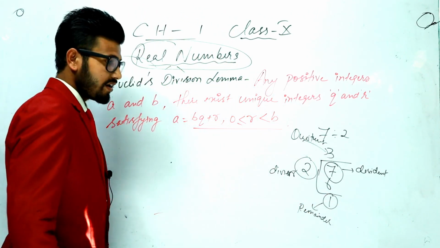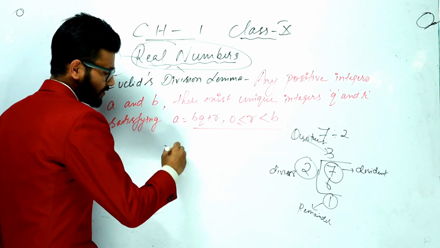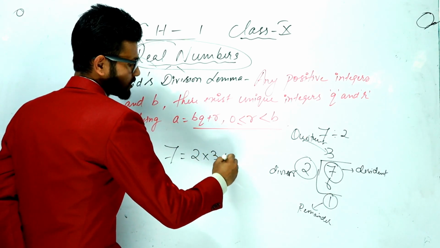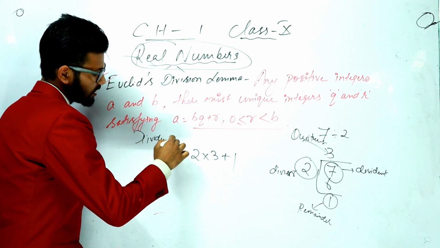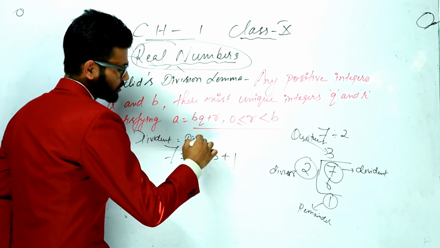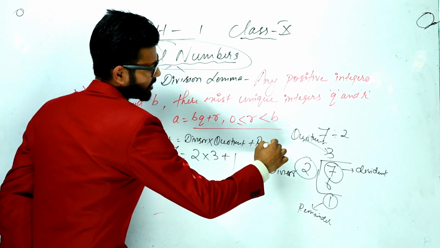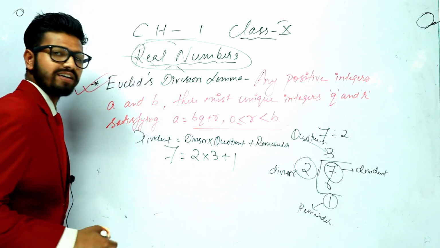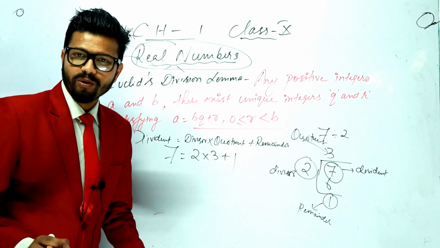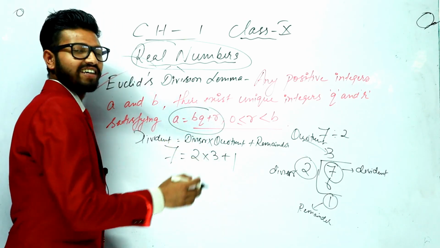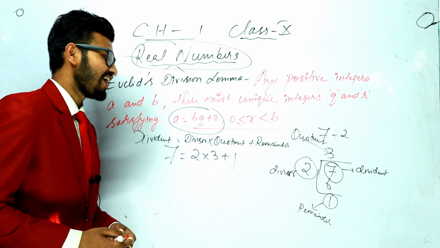So we know from the earlier classes, from the small classes, that we can write 7 is equal to 2 into 3 plus 1. That means dividend is equal to divisor into quotient plus remainder. It is not a new thing. We already learned this in our basic classes. Same thing is here also, just we replace dividend, divisor, quotient with some variables.